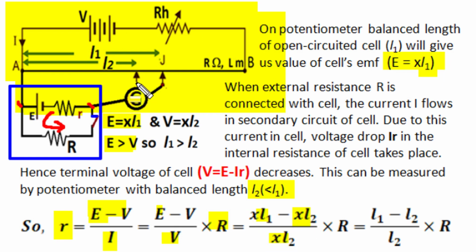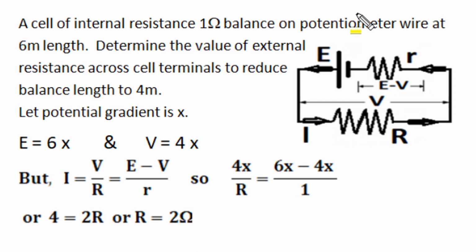So even when we don't know the potential gradient, we can compare the known external resistance with the internal resistance of the cell with this relation, and if we know the two balance lengths and the external resistance, we can determine the internal resistance. These two numericals will explain the theoretical concept of determination of internal resistance of a cell by potentiometer.